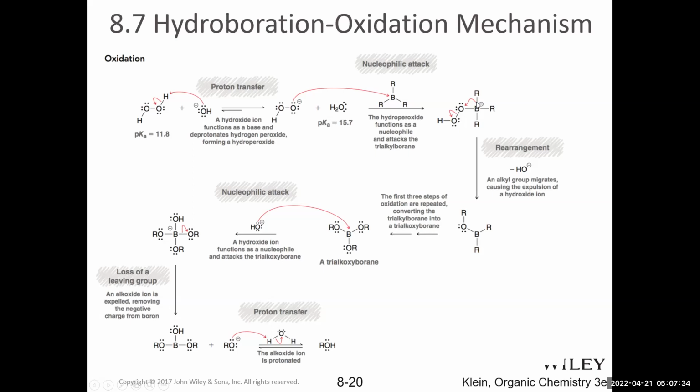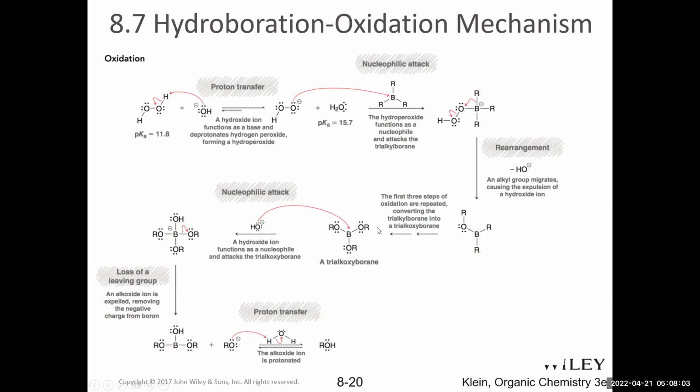In this case, there'll be an alkyl shift. If this was a methyl group, we would call it a methyl shift, but any group can migrate, so it can be any R group. So we can just kind of generically call that an alkyl shift or a type of rearrangement. And hydroxide will act as a leaving group in that case. What we've essentially done now is inserted an oxygen between the carbon and boron.